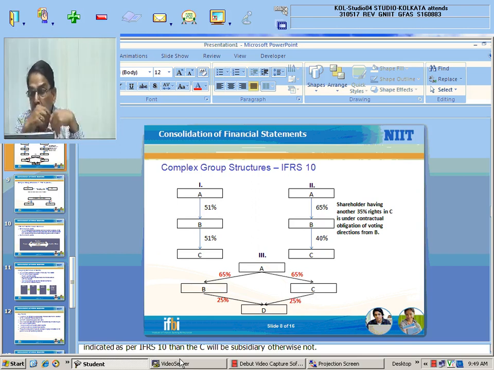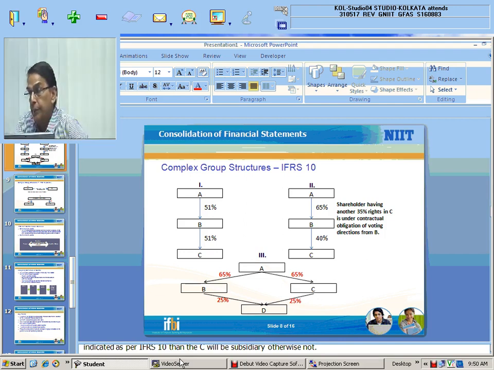So B effectively has a 75% control: 40% is ownership of shares in C, and it also has a contract with shareholders having 35% rights in C that they will vote as per directions of B. So basically B has an effective control over C. A is the parent of B. A is also considered a parent of C, and it is in control of 75% of the voting rights of C through B.